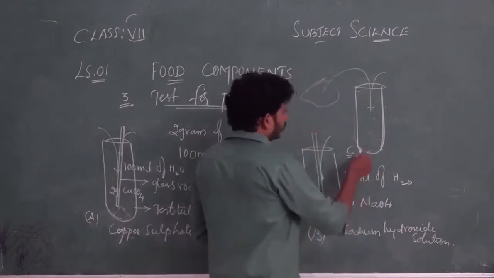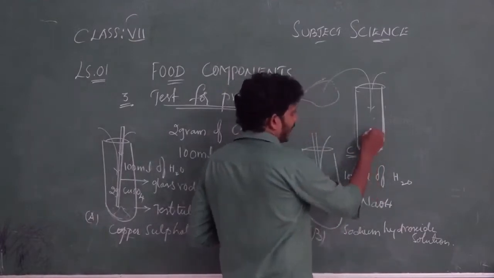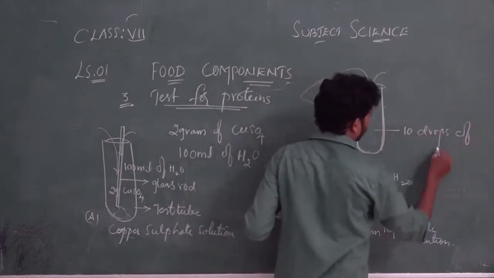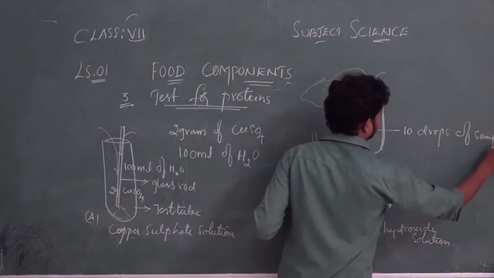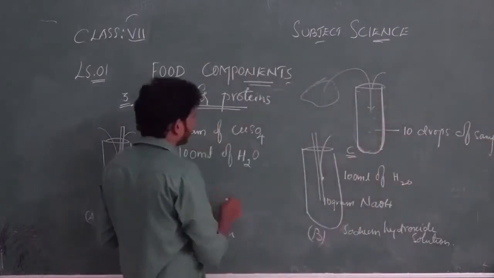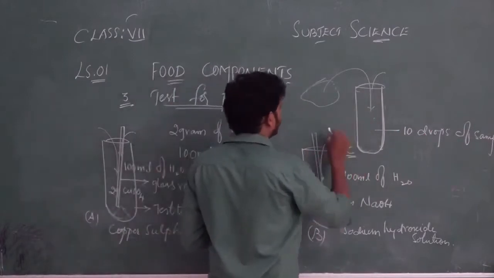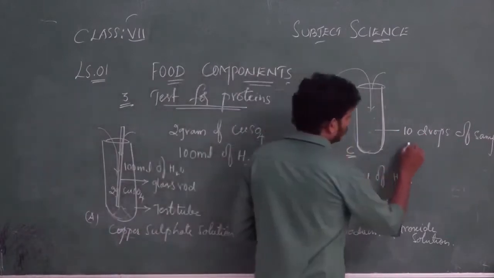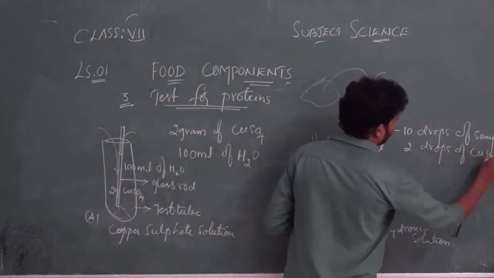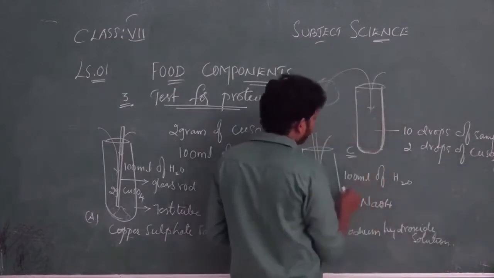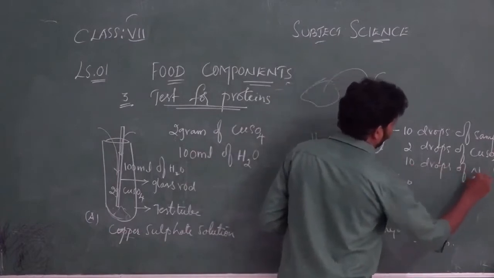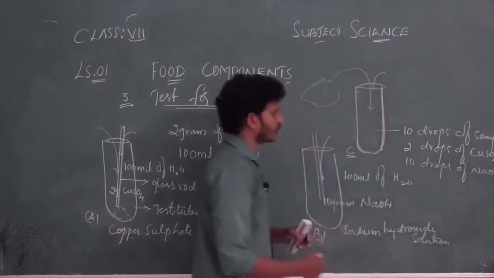Now, 10 drops of this sample are present inside, and to this 10 drops of sample add 2 drops of copper sulfate solution. Copper sulfate solution is to be added, and again 10 drops of NaOH is also added.